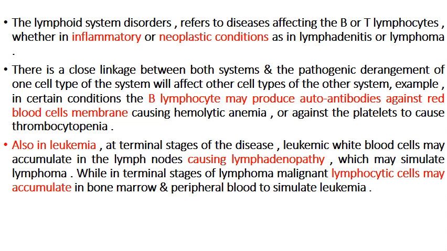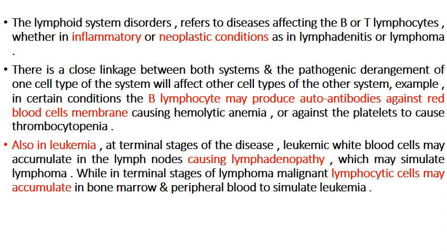Also, in certain cases of leukemia, which is a neoplastic proliferation of the blood cells in the bone marrow, we see the blood cells in the blood. We will discuss this topic thoroughly in the lecture also. At the terminal stages of the disease, leukemic white blood cells can accumulate in various tissues of the body, in the various organs, including the lymph nodes, which causes lymphadenopathy. Sometimes it simulates lymphoma, sometimes misdiagnosed as lymphoma. However, the disease is different, because it is a leukemia.